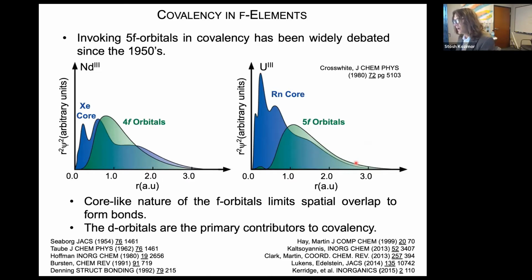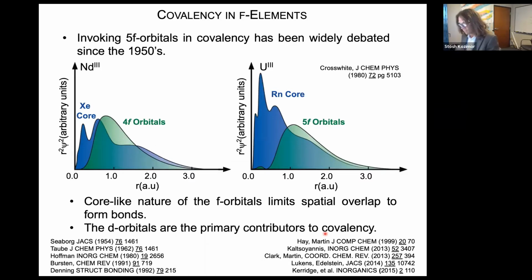What these types of calculations and other similar observations have led the community to conclude is that the 4f orbitals have limited spatial overlap, and what that means is that they're not very accessible to form covalent bonds. That's also led people to conclude that the d orbitals are the primary contributors to covalent interactions between an actinide and a ligand.